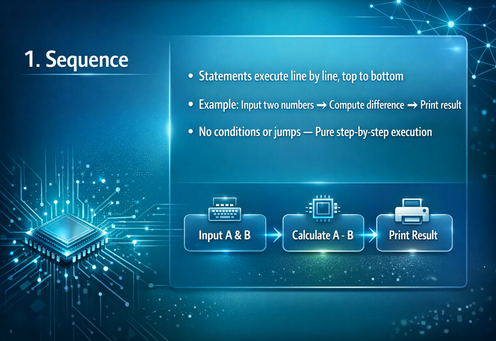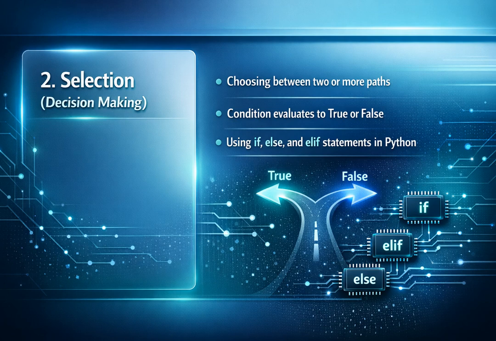Sequence is the simplest flow of control. Statements execute in the exact order they are written, one after another. Think of a recipe. You add ingredients in a fixed order, and skipping or reordering steps changes the outcome entirely. Selection, also called decision-making, allows a program to choose between different paths based on a condition. If you're choosing which road to take based on traffic, that is selection. In Python, this is implemented using the if, else, and elif statements.